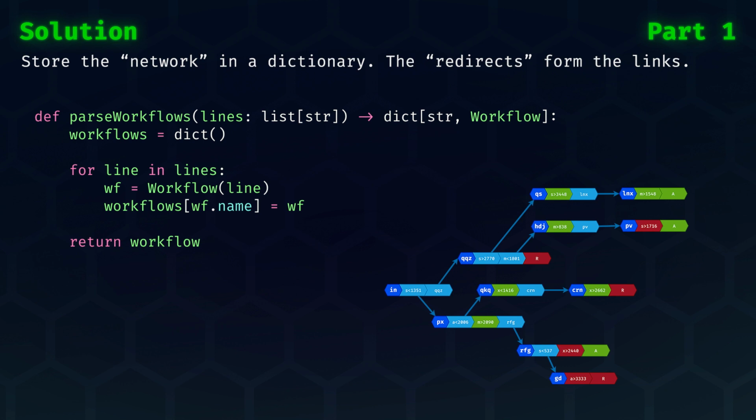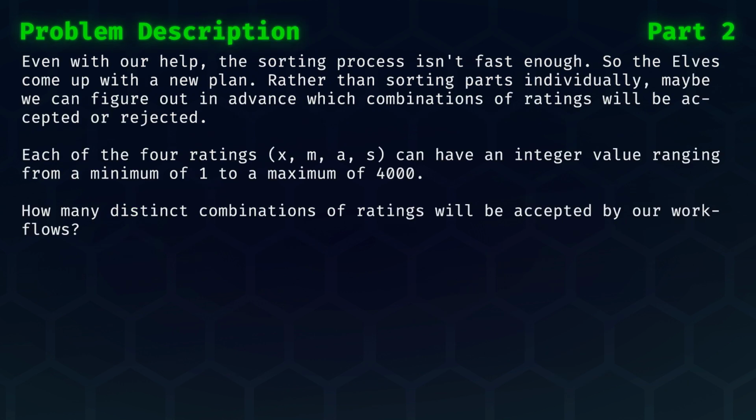Let's continue. Even with our help, the sorting process isn't fast enough, so the elves come up with a new plan. Rather than sorting parts individually, maybe we can figure out in advance which combinations of ratings will be accepted or rejected. Each of the 4 ratings can have an integer value ranging from a minimum of 1 to a maximum of 4,000. How many distinct combinations of ratings will be accepted by the workflows that we've been given?